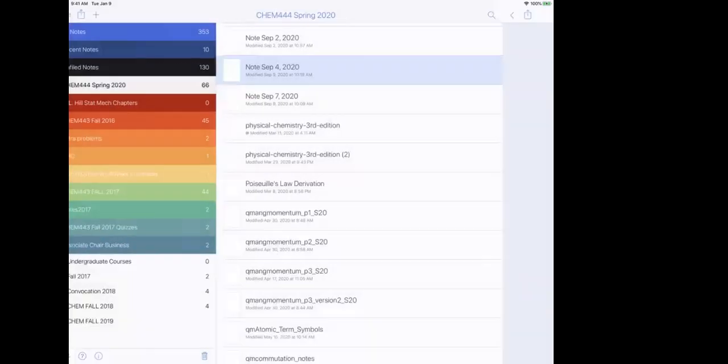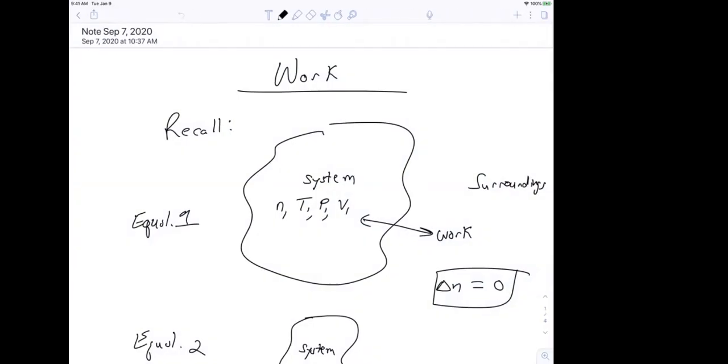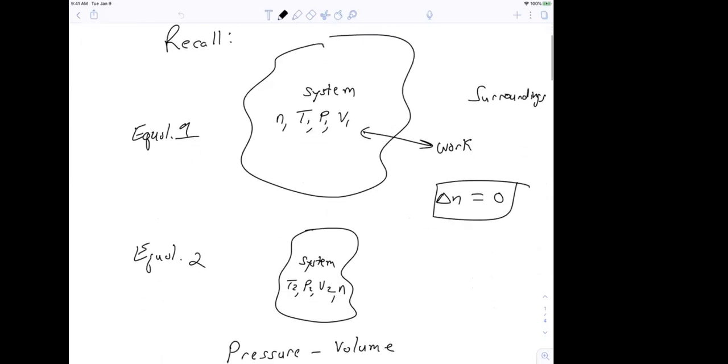Okay, let's move on. So last class we were talking about work, and work is a very general concept. It's one of the ways systems interact with their surroundings. The other would be heat. And so we're going to look at heat as well. So first we'll characterize and quantify how we're going to treat work through mathematical models in this portion of the course. And we're going to assume that delta N is 0 for this case. So we're looking at a closed system. Okay, so this is a closed system for now.